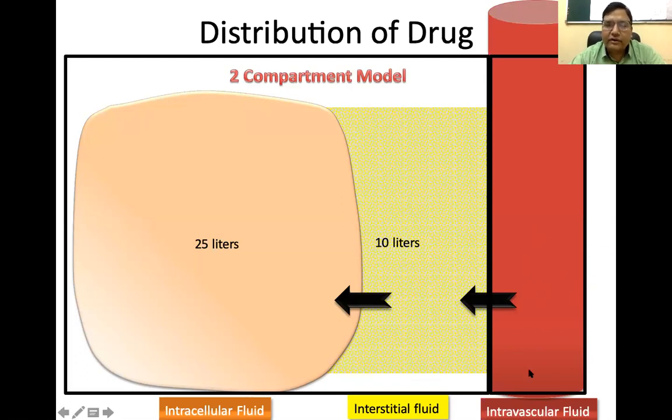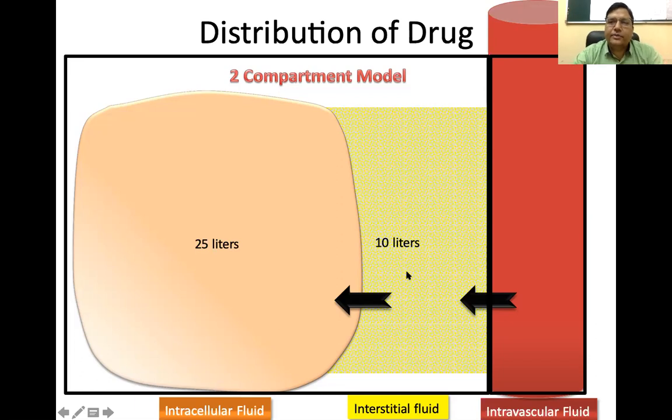We have the intravascular fluid, the interstitial fluid, and the intracellular fluid also. The drugs can be distributed to the cells as well. So for ease of understanding, we take the two compartment model. One is the intravascular, the other is the extravascular volume. The intravascular volume is around 5 liters, and the remaining 35 liters or so includes both the intracellular and the interstitial fluid.